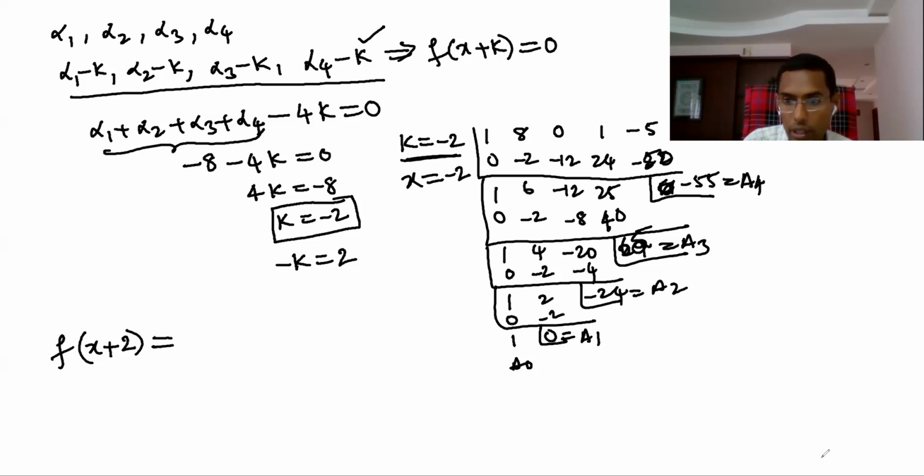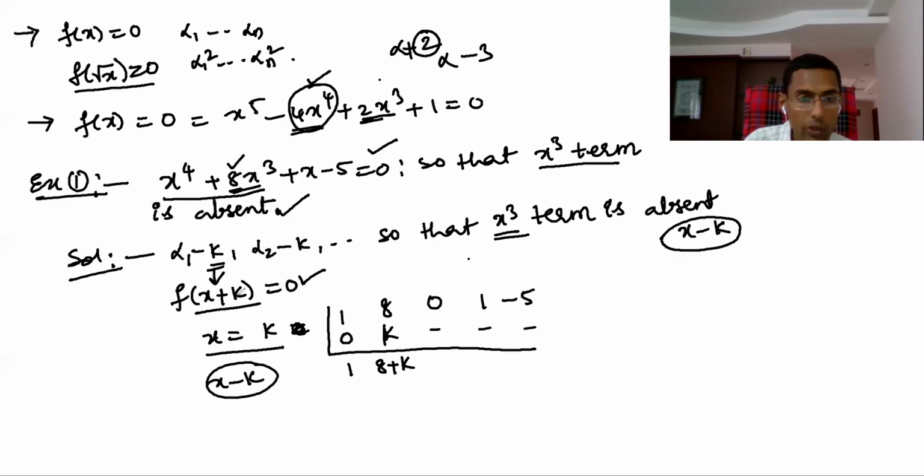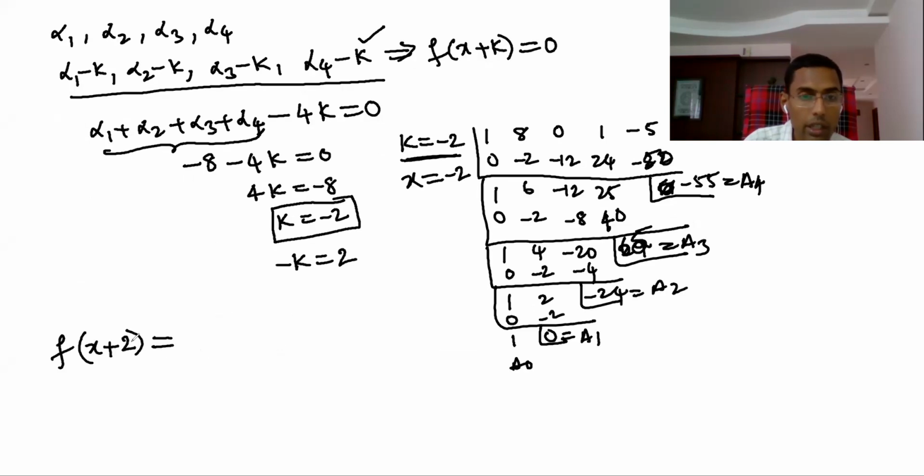So here the required equation is f of x plus k equal to 0. With k equal to minus 2, that is f of x minus 2 equal to 0. So f of x minus 2 is what I want. f of x minus 2 means what? I should express in terms of x plus 2. That means I should divide with x equal to minus 2, that means x plus 2 is the divisor.